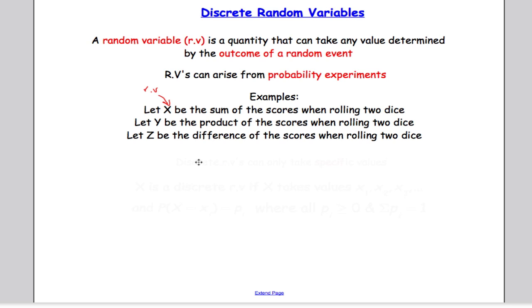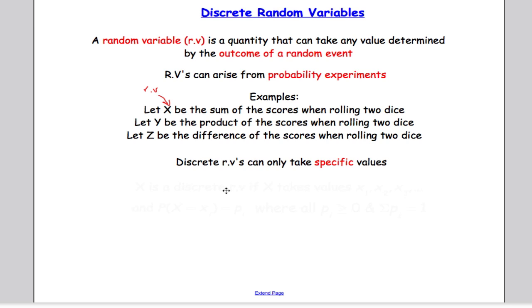Now, what else have we got? We have discrete random variables, and discrete random variables can only take specific values. If you think way back to when we learned about discrete and continuous data, continuous data could take a range of values, while discrete data could take only specific values. So that's what we're going to deal with in these next few tutorials: discrete random variables.